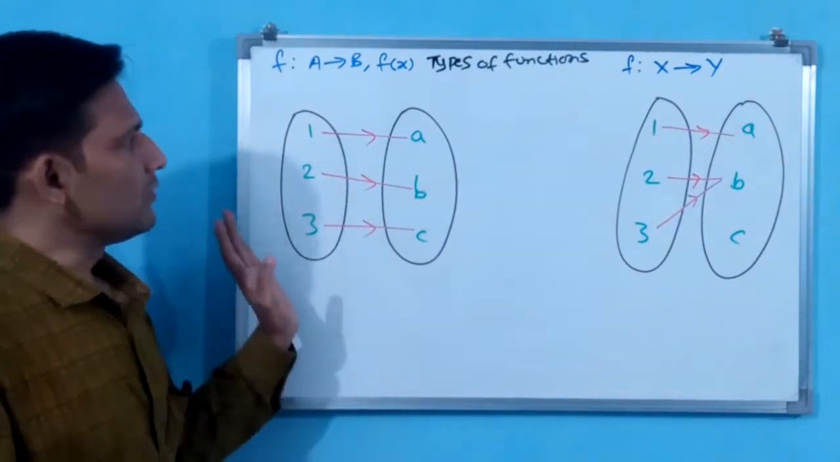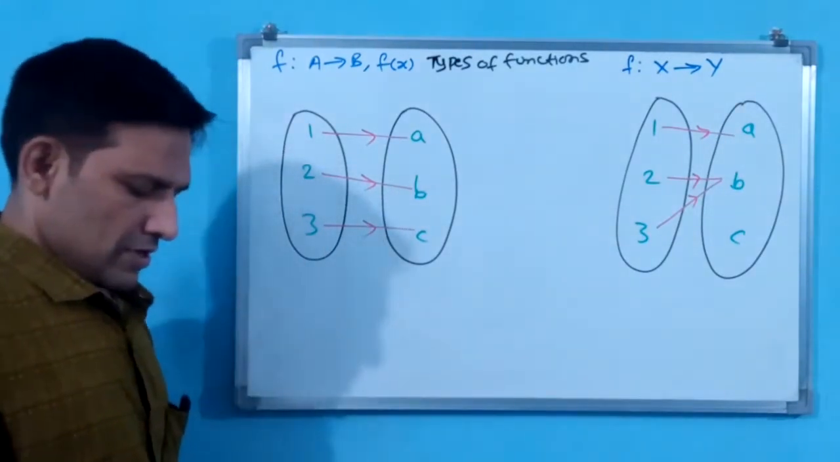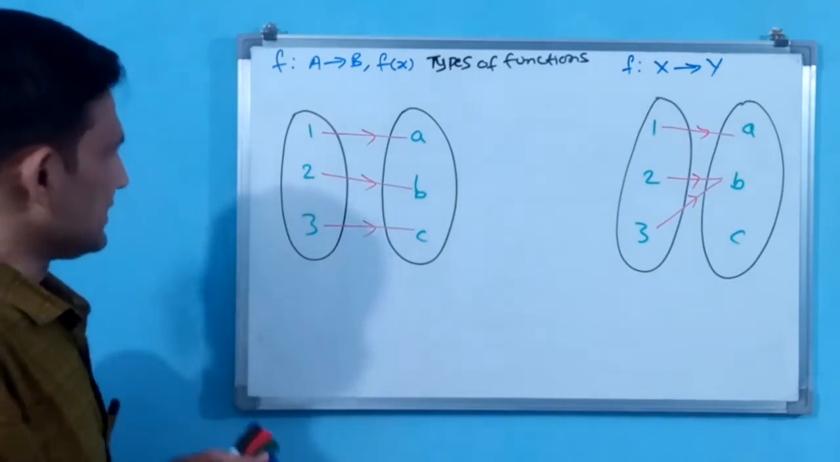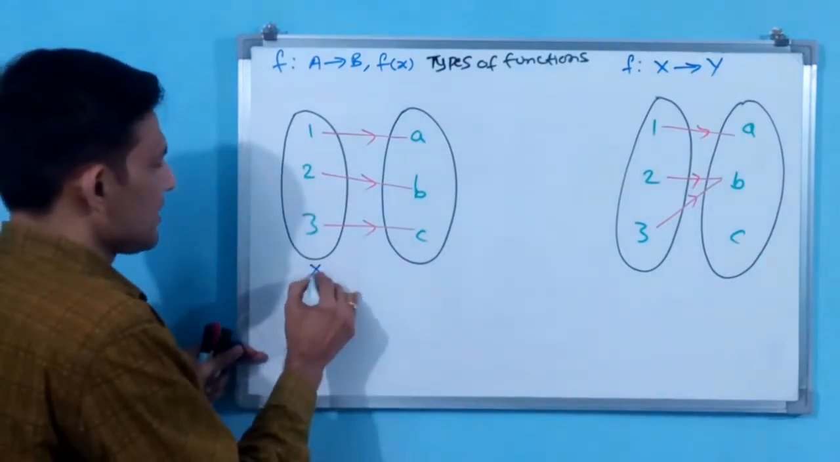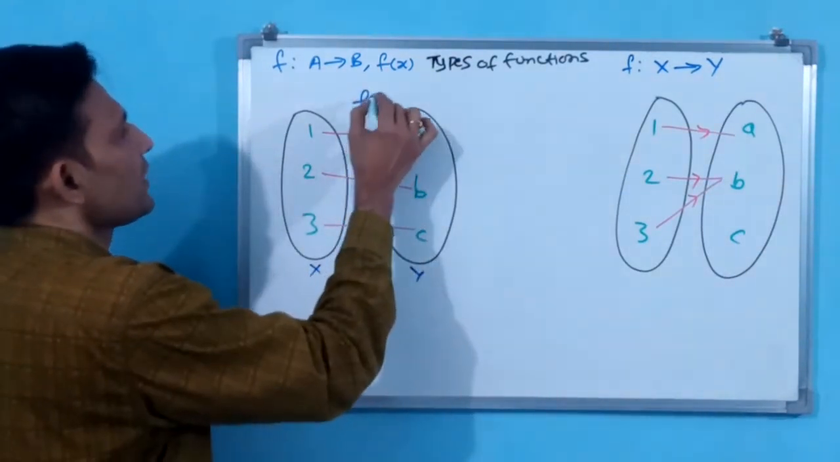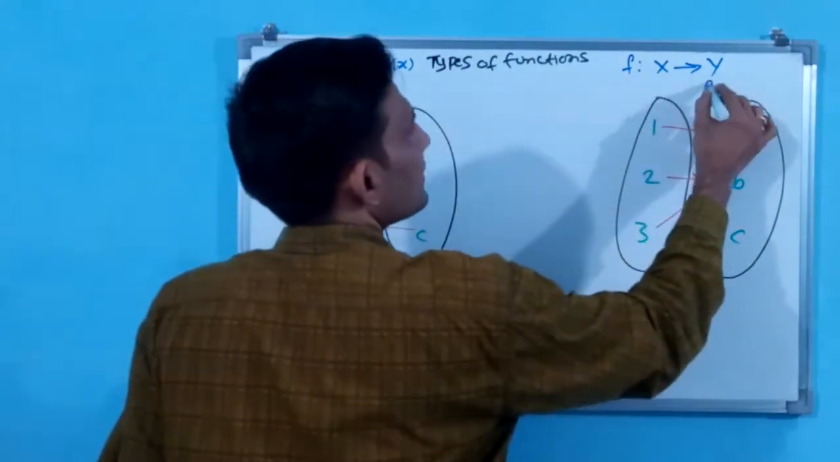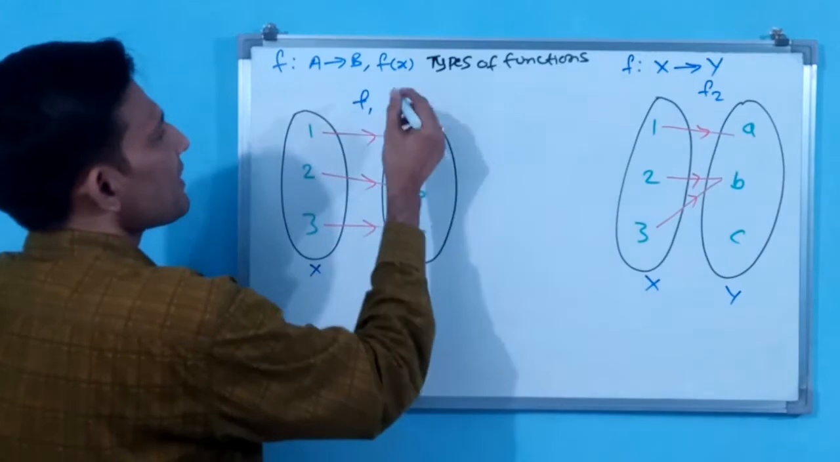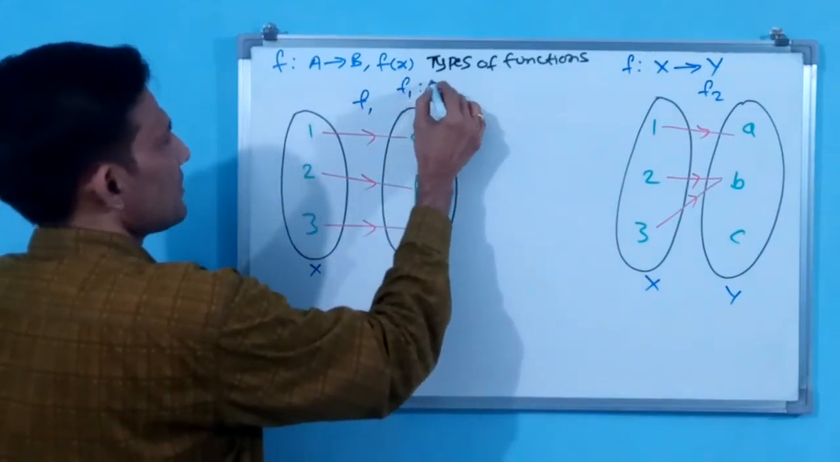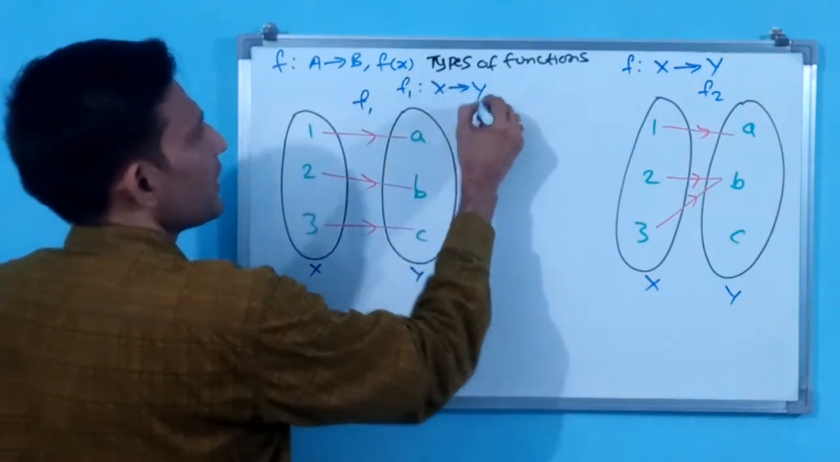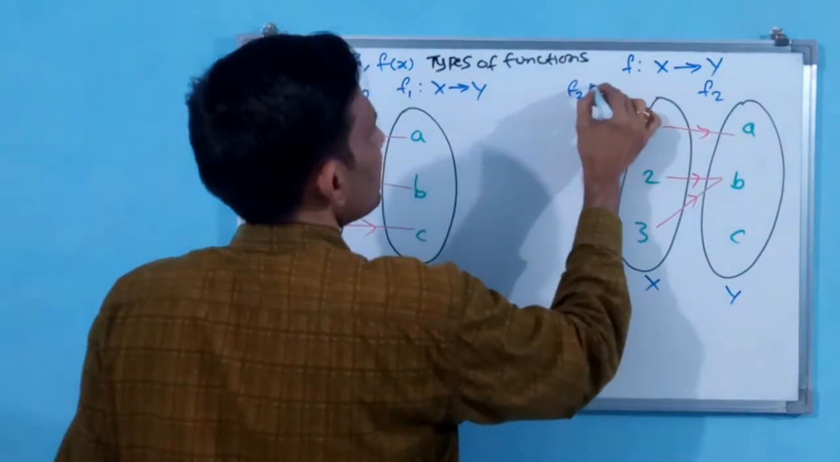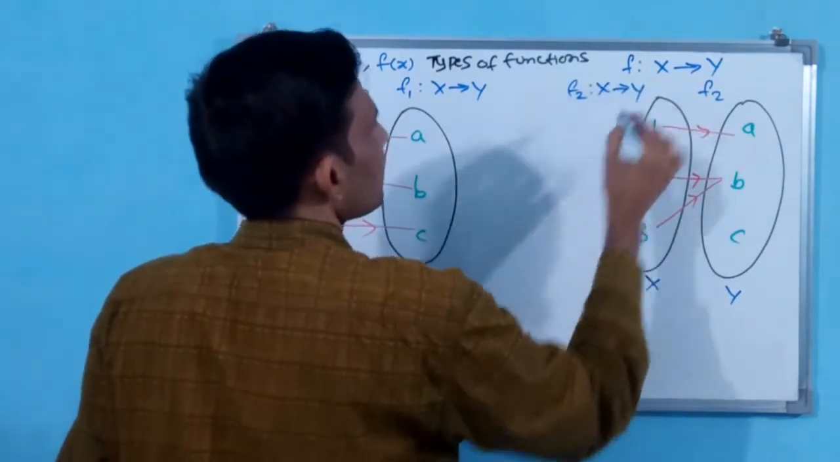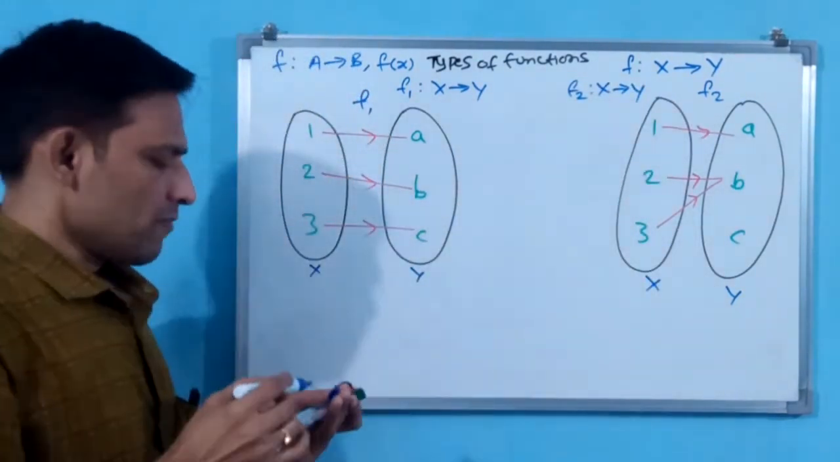Okay, now these two arrow diagrams I have drawn. Say this is x, this is y, function f1, and this is function f2, x and y. And how can I write? I can write f1 colon X to Y. This is f2 colon X to Y. Okay, this is the function.